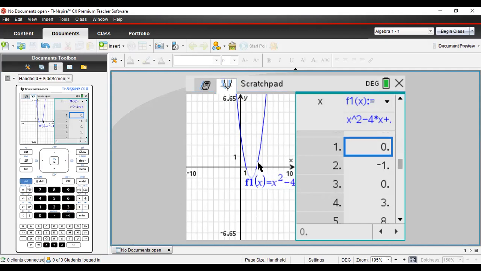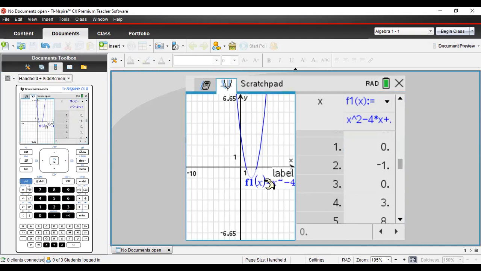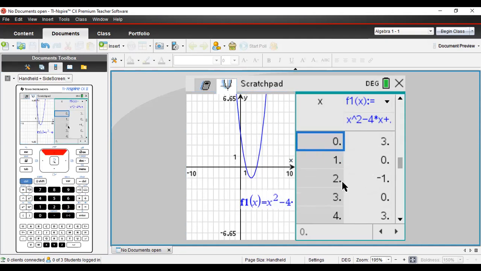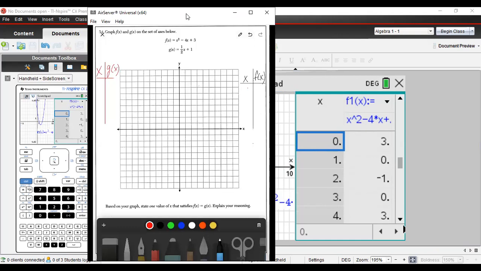And let's see, it looks like the vertex is about 2. So I'm just going to get a couple points from the left of the vertex and a couple points to the right. So my table is going to be 0, 3, 1, 0, 2, negative 1, 3, 0, and then 4, 3.